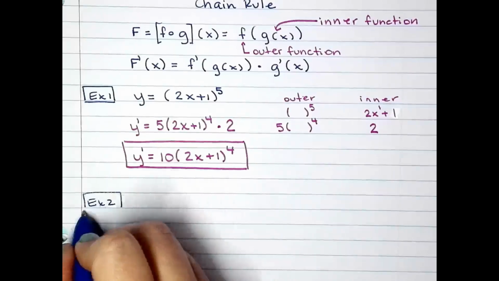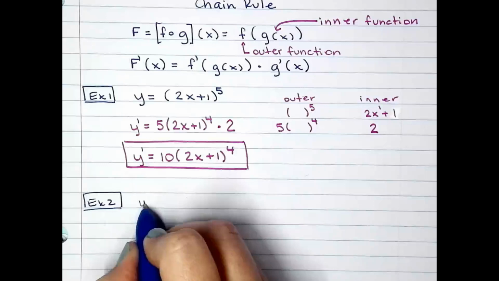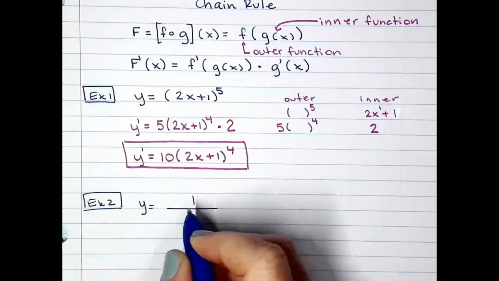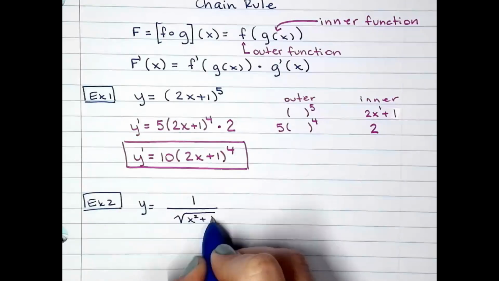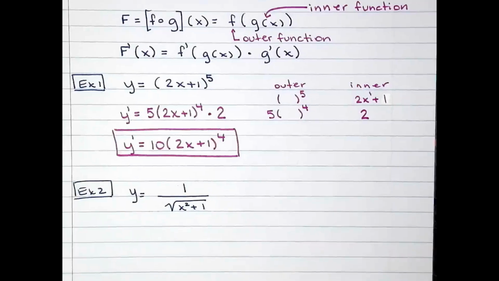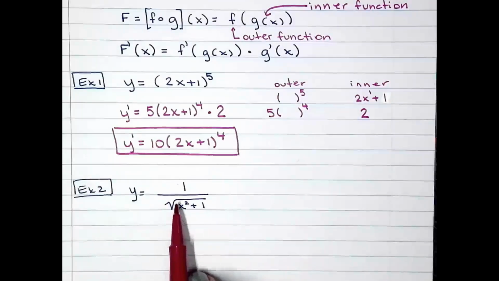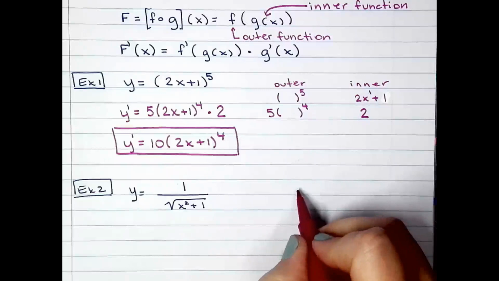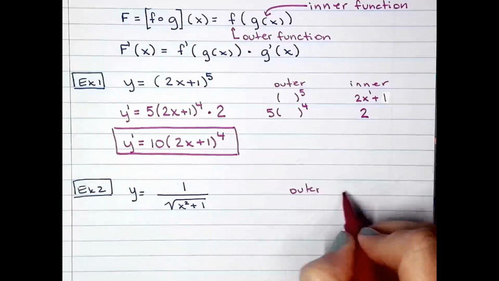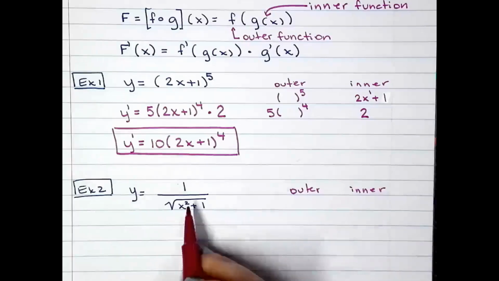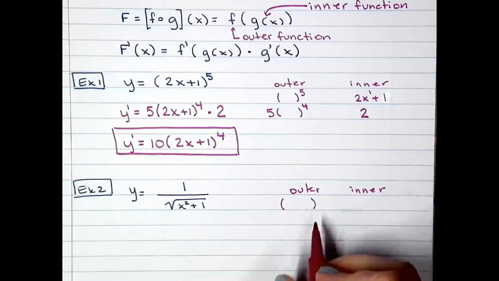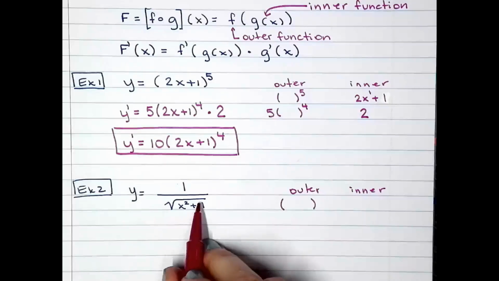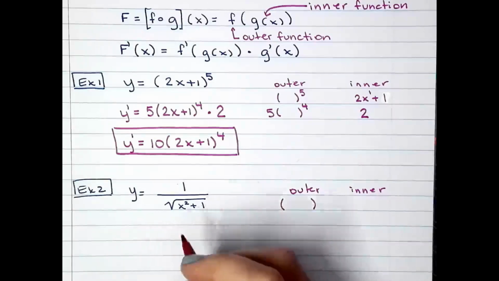So example 2. I will separate them into outer and inner functions. The outer function is this one right here, but I'll go ahead and rewrite this with an exponent. Because it's under the radical, I'm going to rewrite this as an exponent.